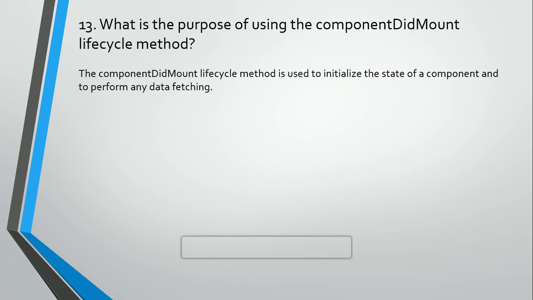So question number 13, what is the purpose of using the componentDidMount lifecycle method? This is nothing but the simple definition of componentDidMount. So look, the componentDidMount lifecycle method is used to initialize the state of a component and to perform any data fetching. For example, if we want to fetch some data from an API, we will use that code inside the componentDidMount section. In the functional component, we use that piece of code inside useEffect.